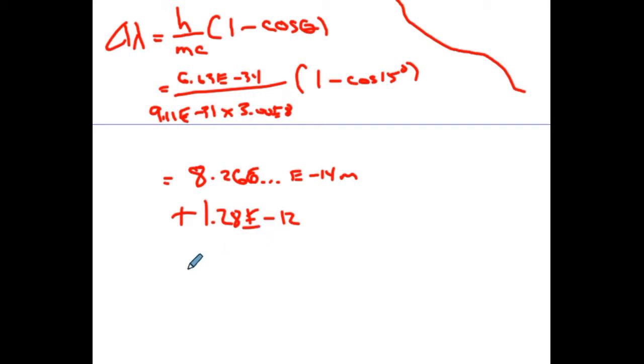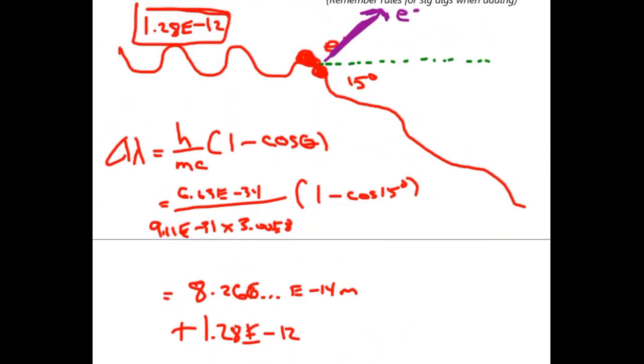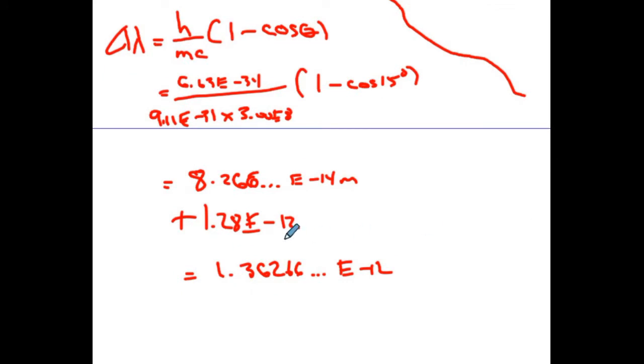And you'll end up getting a new wavelength of 1.36266, etc., times 10 to the minus 12, which means that this thing used to be 1.28 times 10 to the minus 12 meters, and now it's bumped up to 1.36.